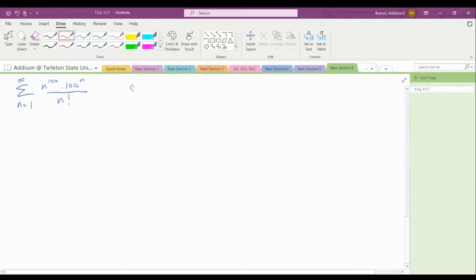So we're going to get n plus 1 to the 100th power times 100 to the n plus 1 over n plus 1 factorial. And then we're going to multiply that times the reciprocal of our original series. So we're going to multiply times n factorial over n to the 100 times 100 to the n.